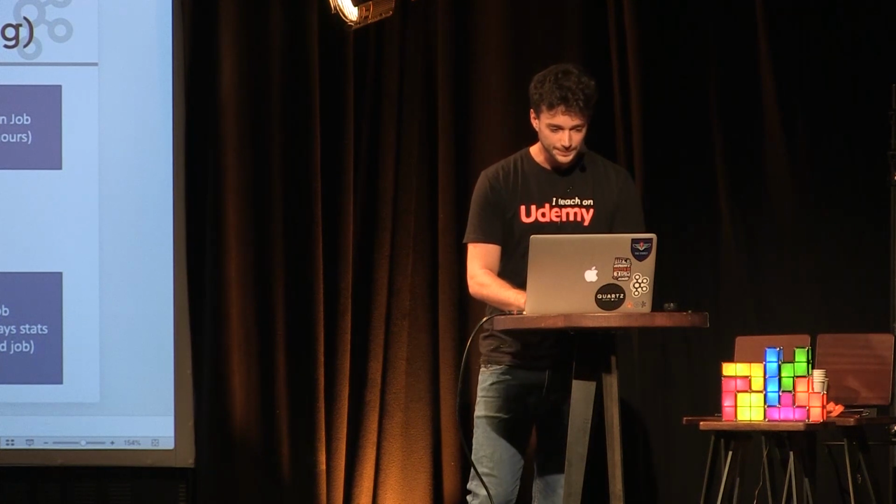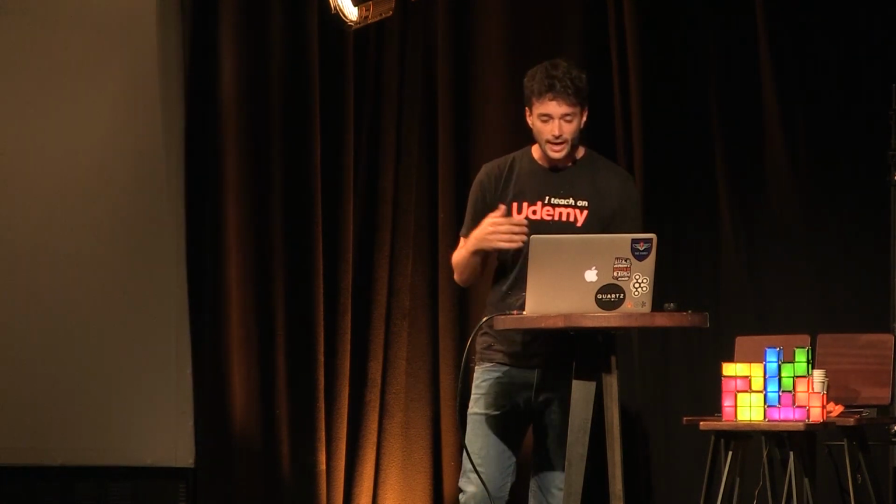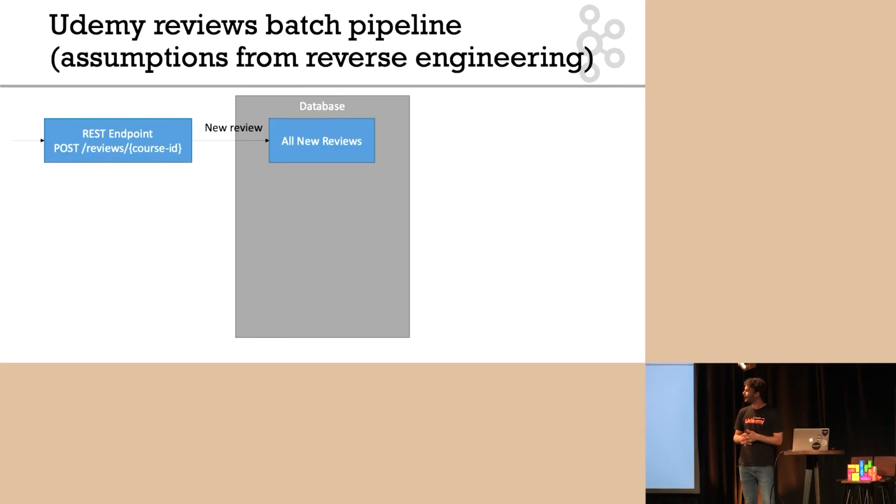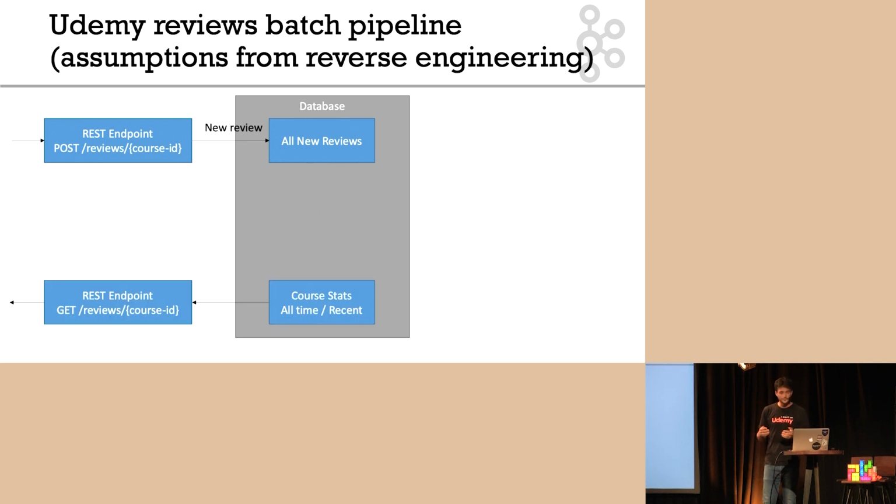In terms of how it works, I don't work for Udemy. I'm an instructor on it, but I reverse engineered the pipeline. In the middle, we have our database. And there is a REST endpoint somewhere, a web server. It takes the reviews for a course, and it adds these new reviews to an all new reviews table. And at the end of the day, when we consult their web page, what we do is query this database for the recent statistics and the all-time statistics.